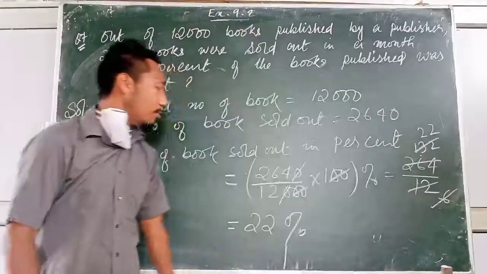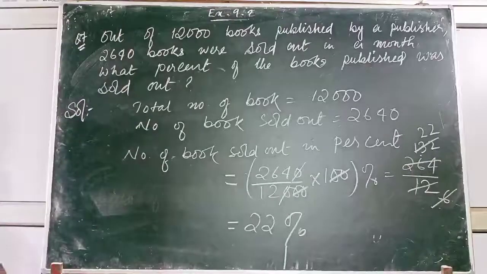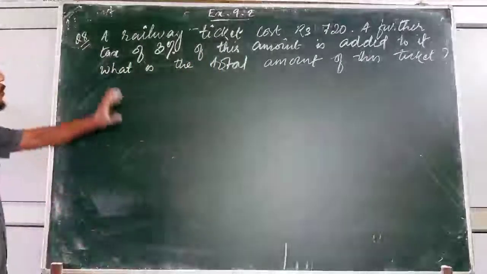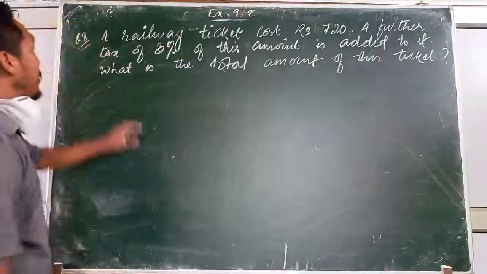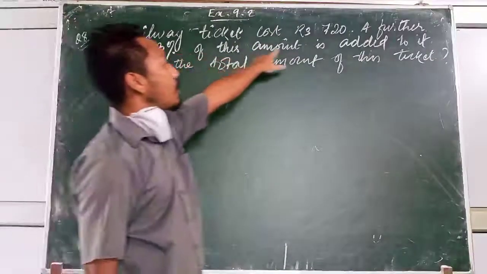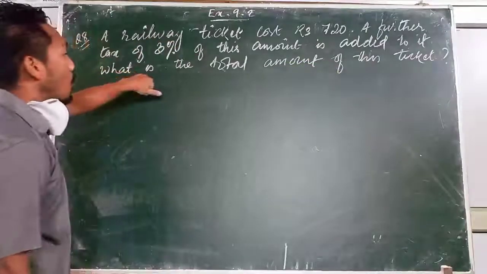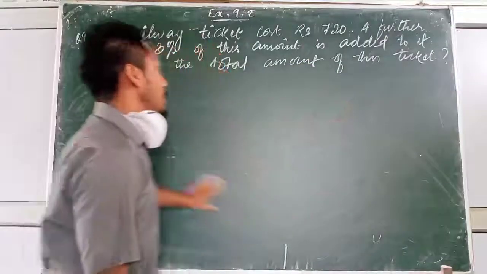22% of books have been sold out in a month. So you can check the screen. This is our next question, question number 8. A railway ticket costs 720 rupees. A further tax of 3% of this amount is added. What is the total amount of the ticket?